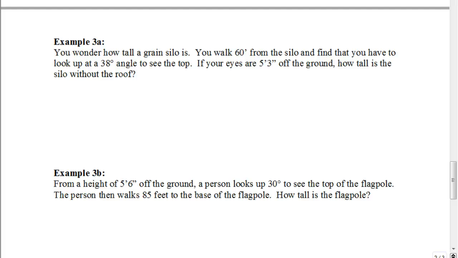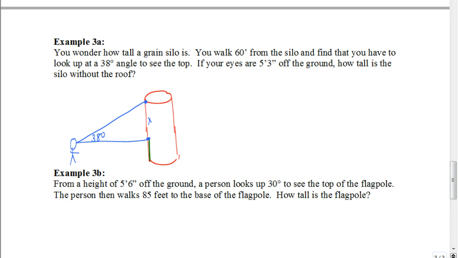So here we're going to use it for figuring out how tall a grain silo is. So let's say this is the silo, and this is us standing a certain distance away. And the angle of elevation is 38 degrees here. Now when we find the height, we're only finding the height from our line of sight to the top of the object. We have to take into consideration the fact that we are 5 feet 3 inches tall. So we're going to add that in at the end of our answer.